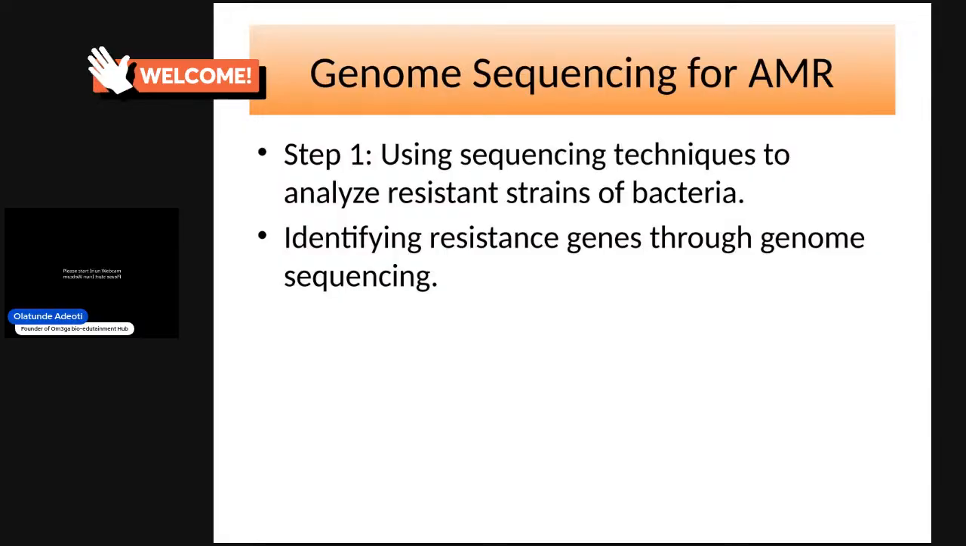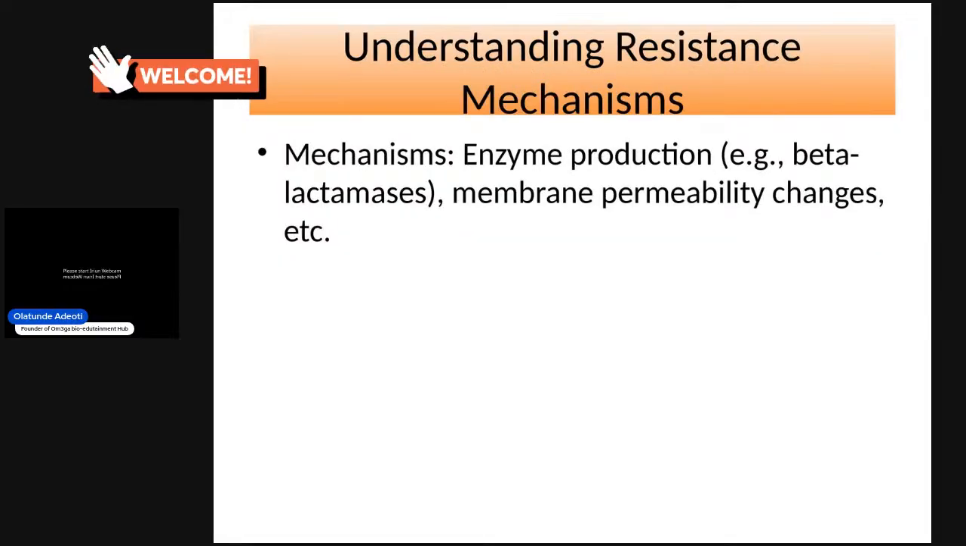We will make use of all this by the time we get to that level. Identifying resistance genes through genome sequencing. So all these are very, very important. Then understanding resistance mechanisms. Under normal circumstances, how does resistance develop in each microorganism or in each bacteria? How do they develop? What are their mechanisms? Is it through efflux? Is it through inhibition and so on and so forth?